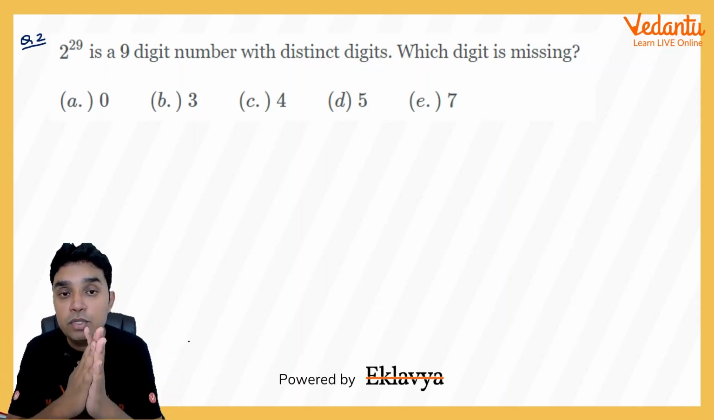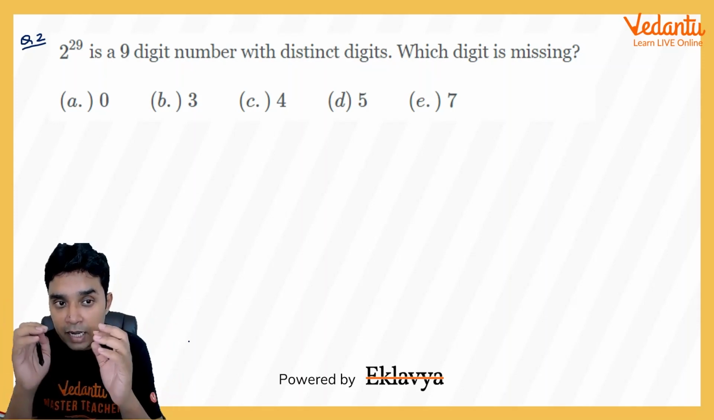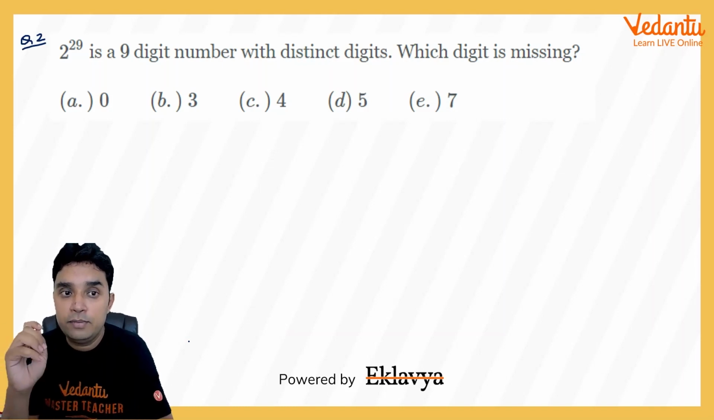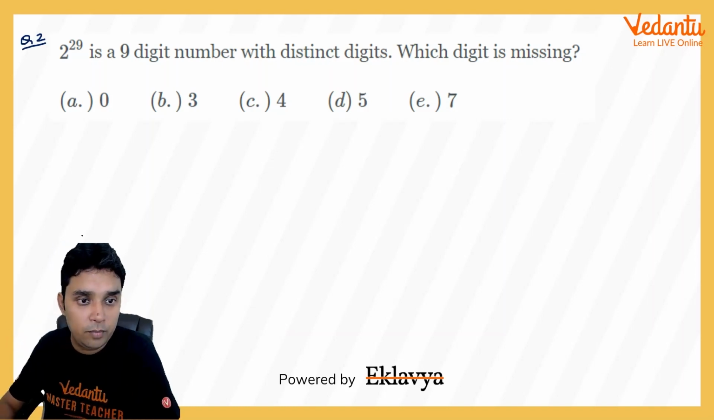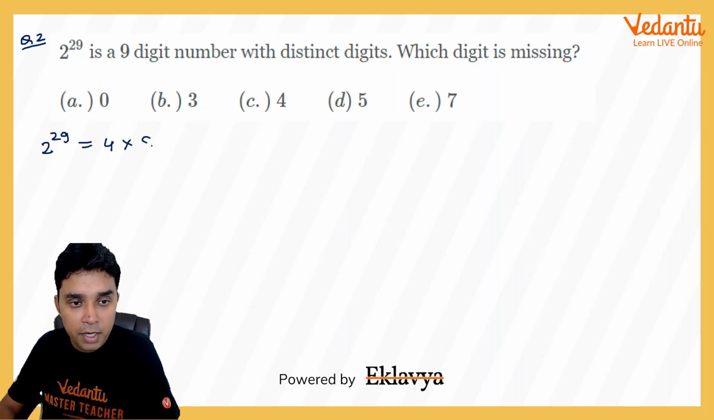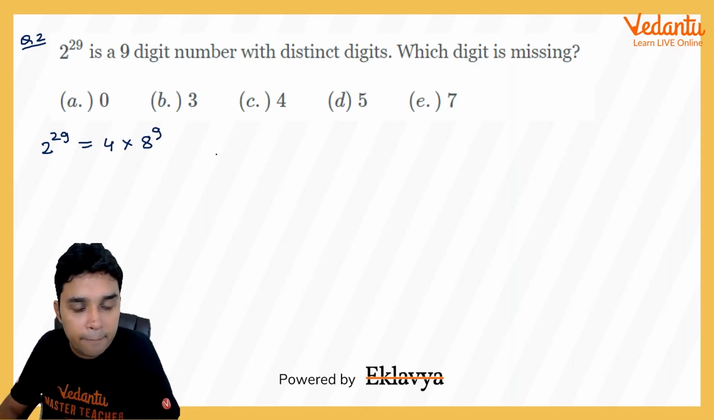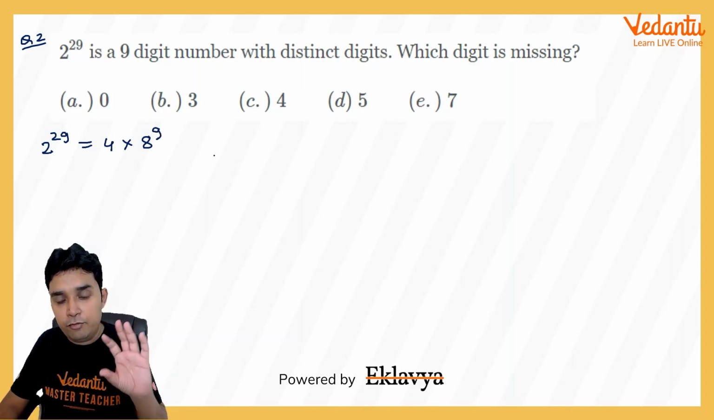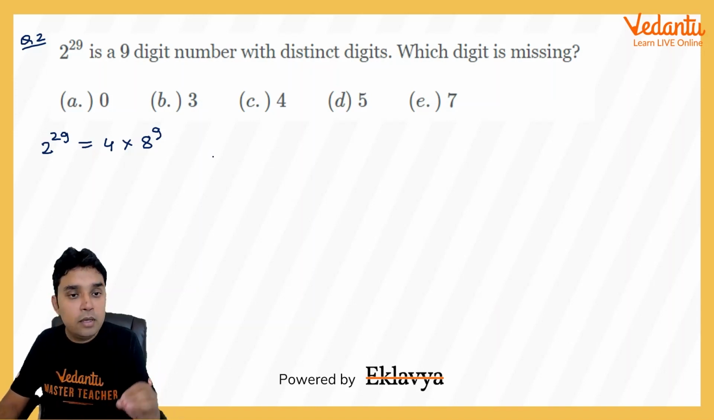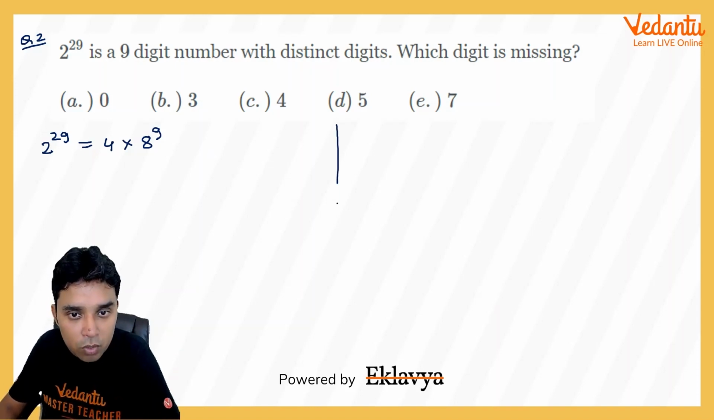And how can we do this? Let me tell you, this can be done with the help of the divisibility test of 9. Please see how. This 2 power 29 I will write as 4 into 8 raised to the power 9, since 9 into 3 is 27, plus 2 is 29. Now there are two ways. One, if you know congruence modulo, then you can do it even faster. But if you do not know, then also it can be done.